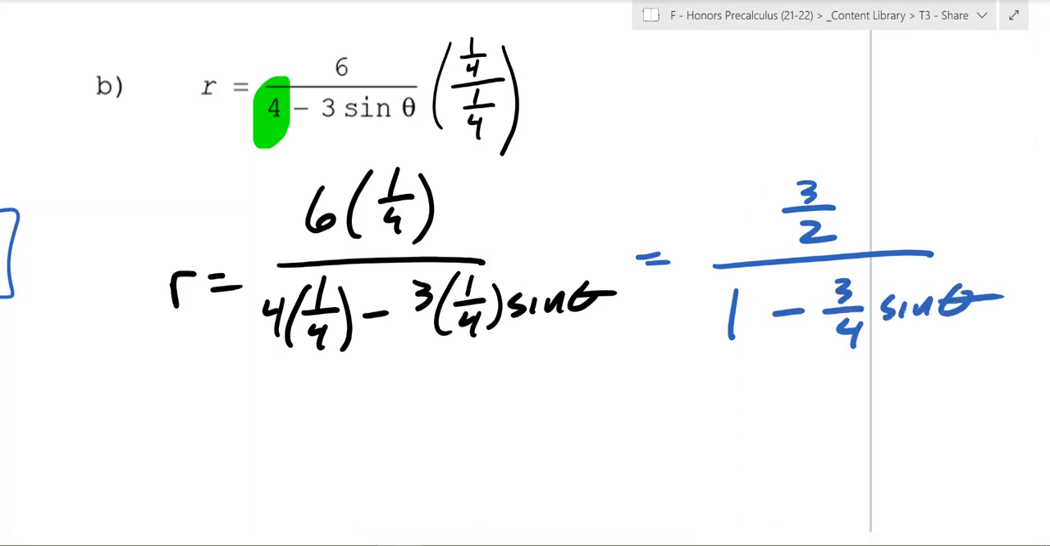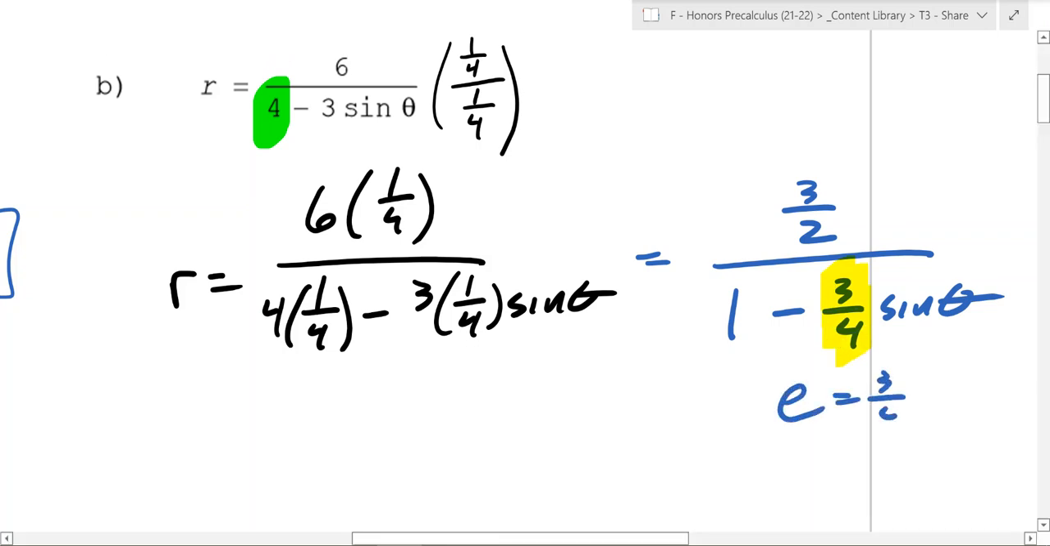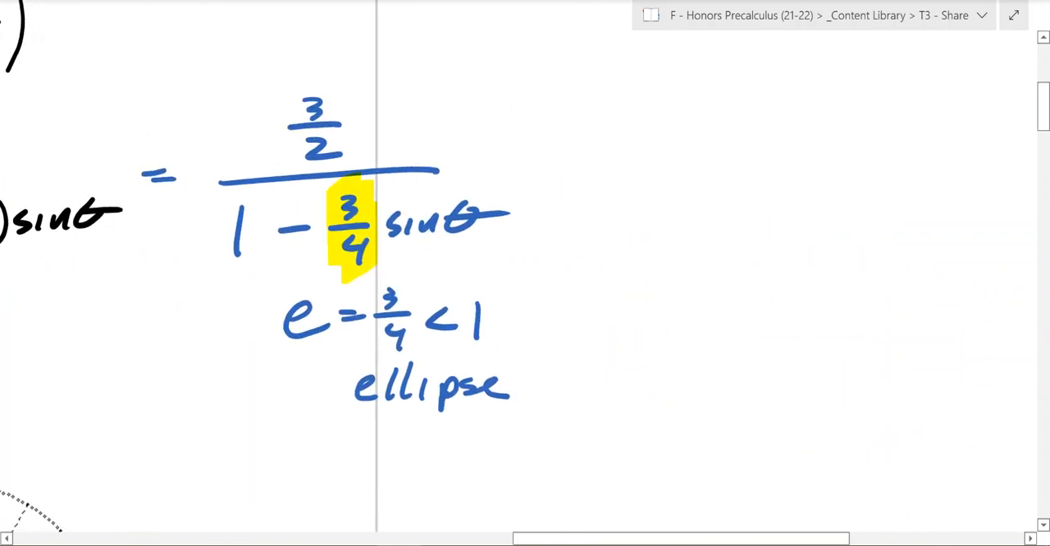So that immediately tells us that this right here is the e value. So e is equal to 3/4, which is less than 1. So this is going to be an ellipse right here. So then we also know it's going to go up and down because it's sine.